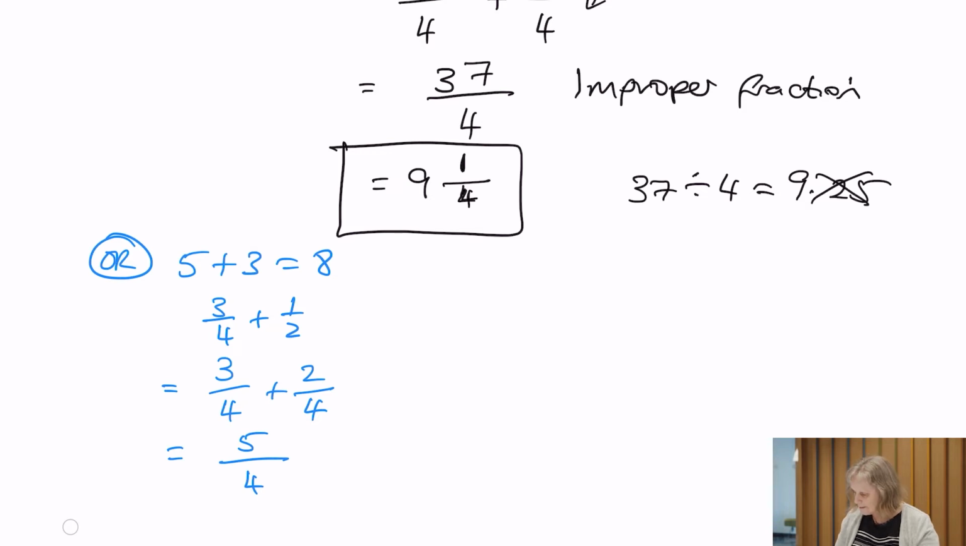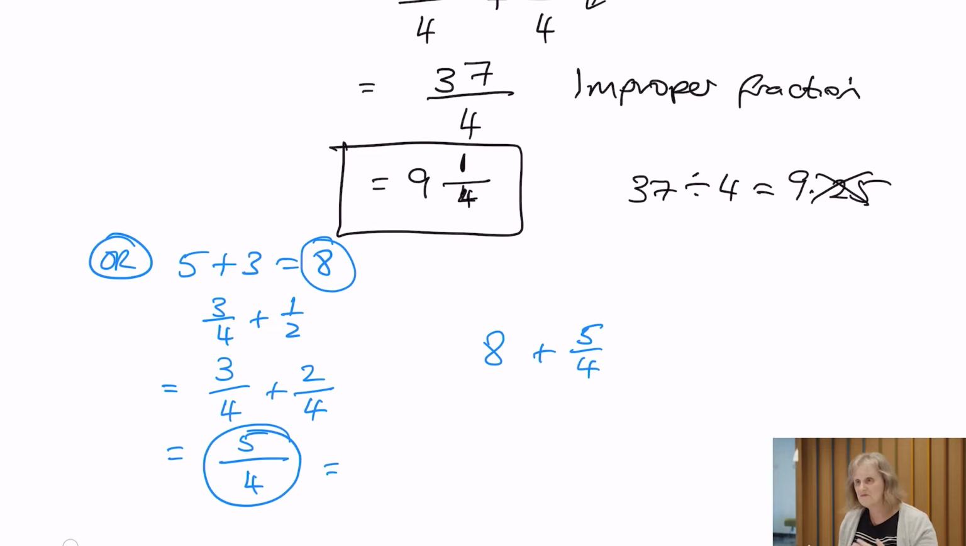So now remember, we've got our 8 as our whole number, and now we're going to add that to 5 over 4, with this fraction here. Now this is an improper fraction, so it means that actually we can change that into a mixed number. 5 over 4, how many 4s go into 5? Well, that's 1. 1 times 4 is 4, so we've got 5, subtract, so we have a remainder of 1, and the denominator stays the same.